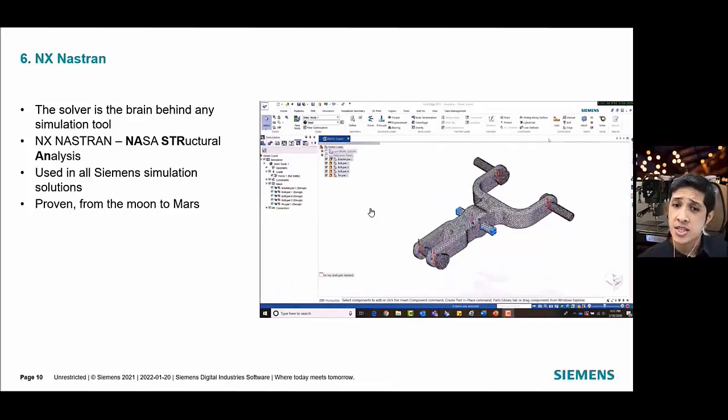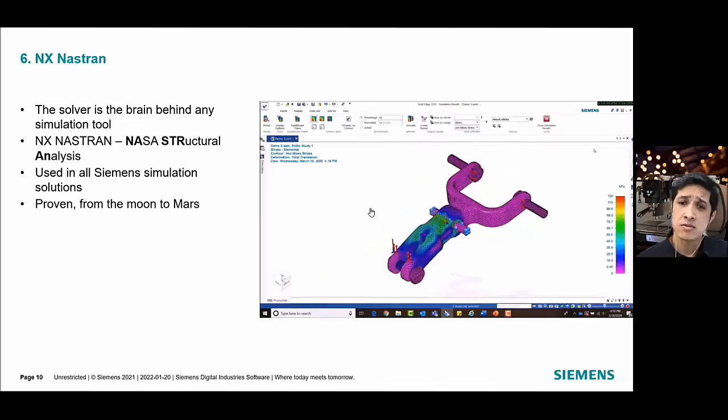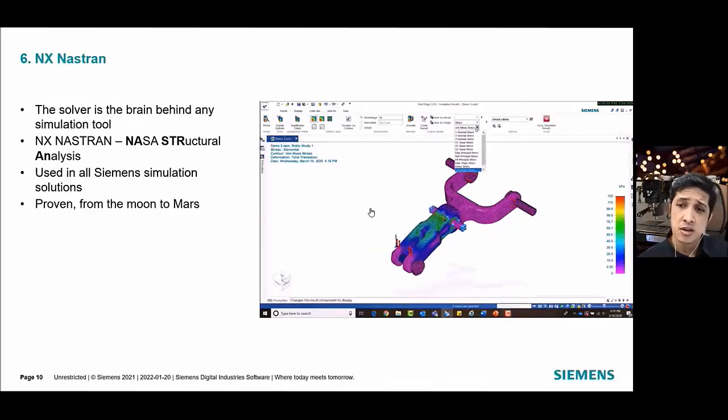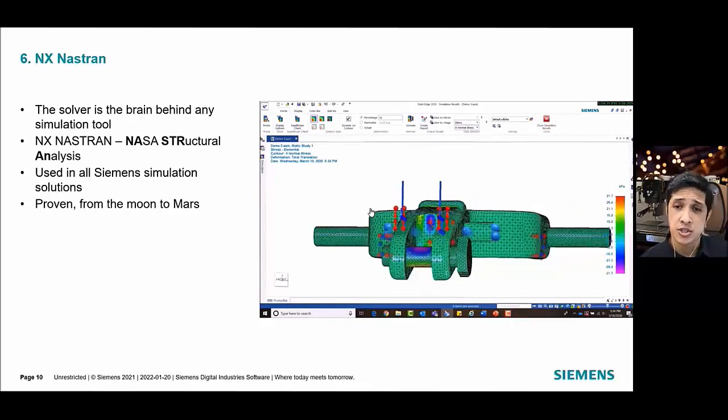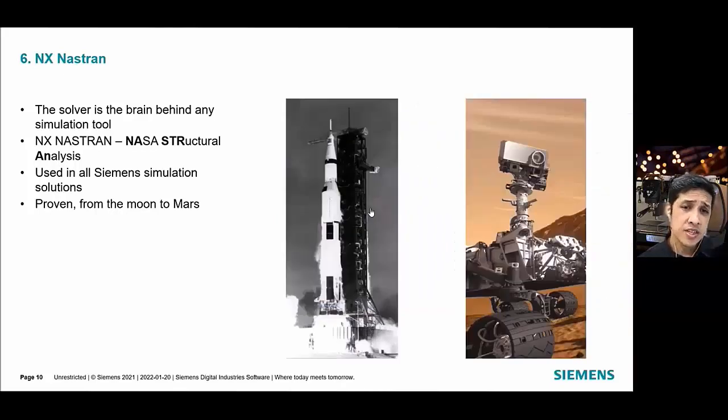NX Nastran, which stands for NASA Structural Analysis, was born out of the NASA space program and still forms the backbone of all our Siemens simulation solutions, from Solid Edge Simulation all the way to our most advanced simulation tools. Over the years, it has been improved upon and has been proven countless times over in real use, from the moon to Mars and back here on Earth. Because there are some things with no margin of error, and it's good to have a solver you can trust.